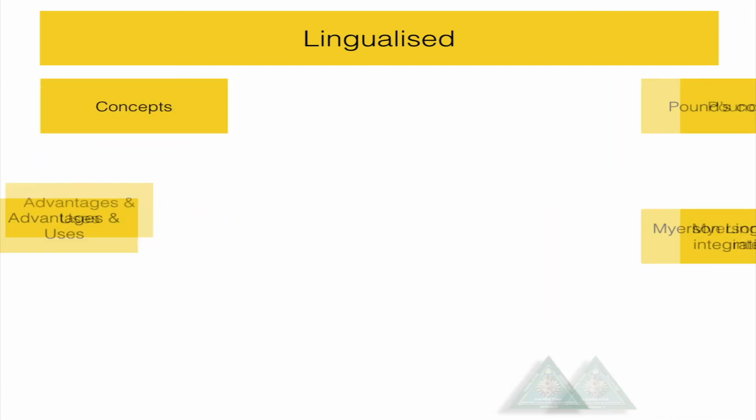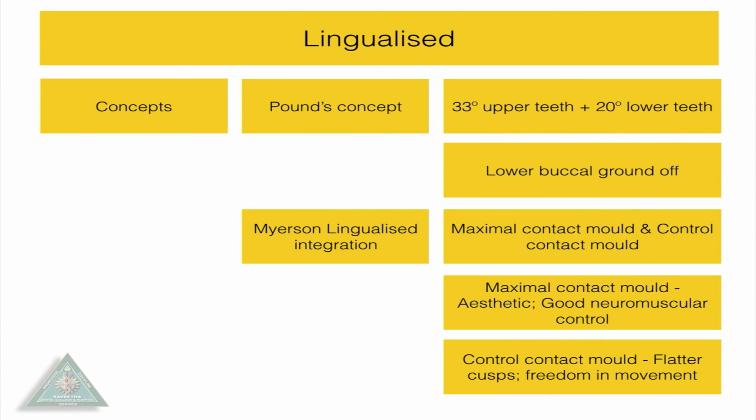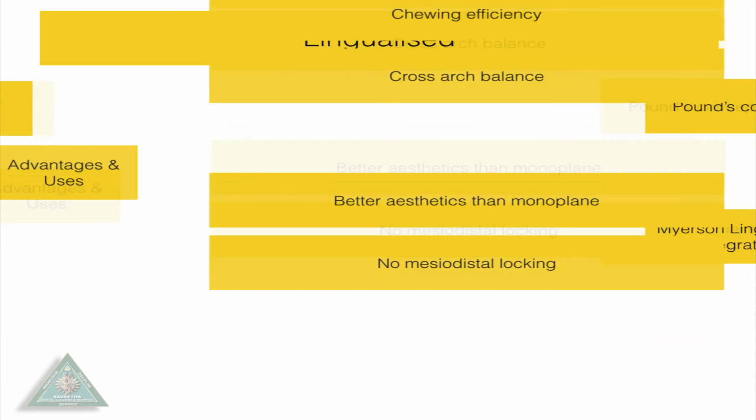The various concepts for lingualized occlusion are Pound's and Meyersen's lingualized integration. Pound ground the buccal cusp of lower molars so that only the maxillary palatal cusp touches the lower central fossa. And Meyersen's lingualized integration has two molds, the maximal contact mold and the control contact mold. The maximal contact mold has higher cuspal angles, whereas the control contact mold has 0-degree cuspal angles.